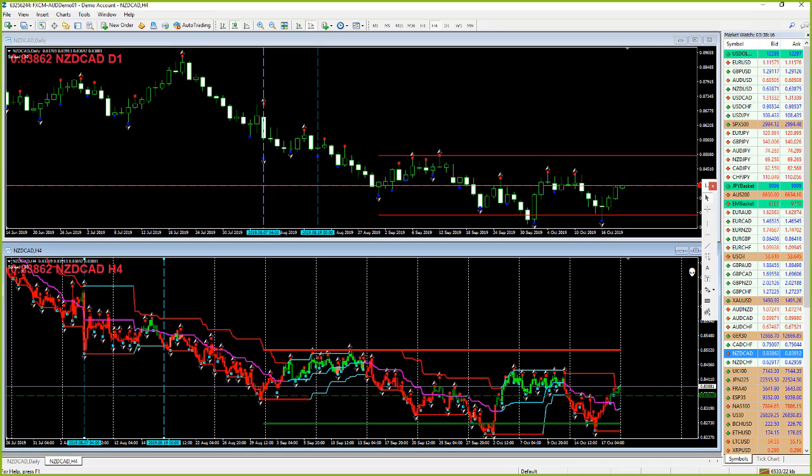Now, the reason that we want 1 to 3 is because of a very simple mathematical formula. The 1 to 3 win ratio reward is very simple. So if my stop loss is 50, I'm wanting a 150 pips target. If my stop loss is 100, I want a 300 pips target. Very, very easy to understand this formula.